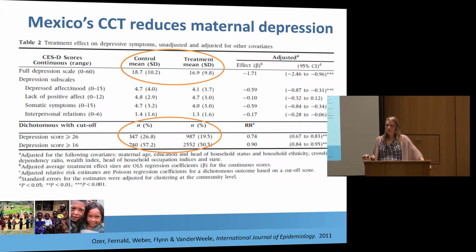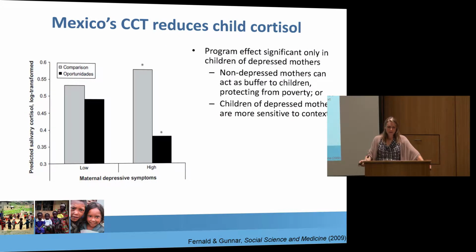Further benefits of the Oportunidades program are that it reduced child cortisol levels. And this effect was significant only in children of depressed mothers. So what we can see is that there are several program effects of the Oportunidades program. For example, we saw better child behavior scores in all children at both time points. We saw greater height for age in children of moms with no education, and we saw lower salivary cortisol in children, especially of depressed moms.